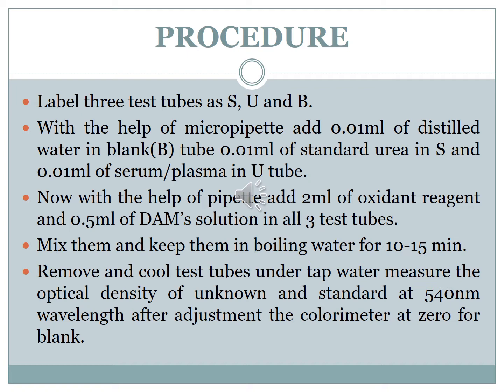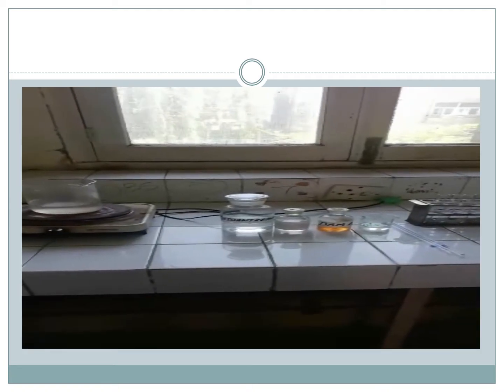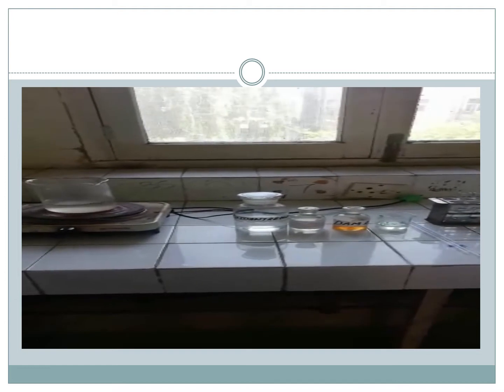Now measure the optical density of the unknown solution and compare it with the standard solution by measuring its optical density as well, and the wavelength would be 540 nanometer. Estimation of percentage of blood urea by DAM method.